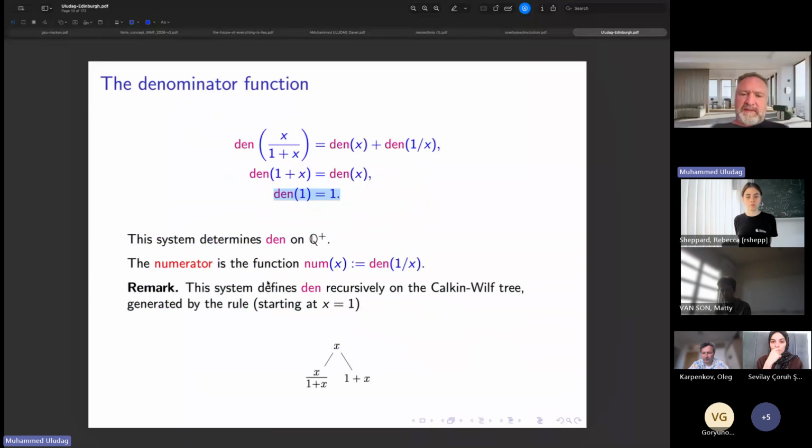In fact, this system defines the function denominator recursively on the Calkin-Wilf tree. And as you remember, this is a tree which is generated by this rule, starting from 1. So we substitute 1 here, we obtain 1 over 2 here and 2 here, and we go on applying the same rule. We can produce all rationals, and by following this production, we can also produce all values of the denominator function.